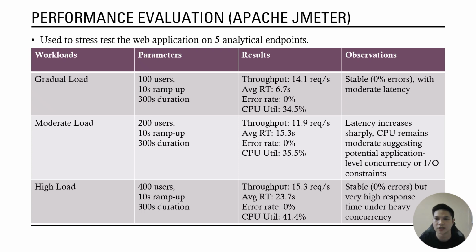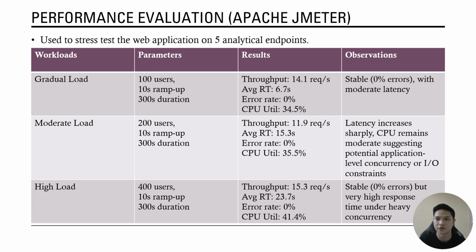Firstly, at 100 users, the system is stable with 0% errors, about 14.1 requests per second, and an average response time of 6.7 seconds, with CPU around 34.5%. At 200 users, average response time increases sharply to 15.3 seconds, while CPU utilization remains about 35.5%.